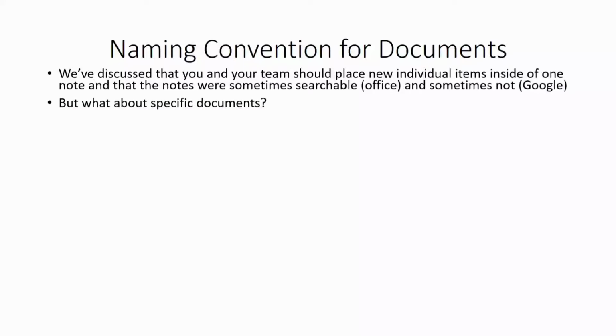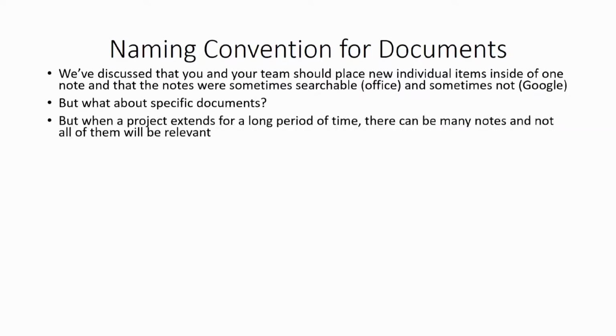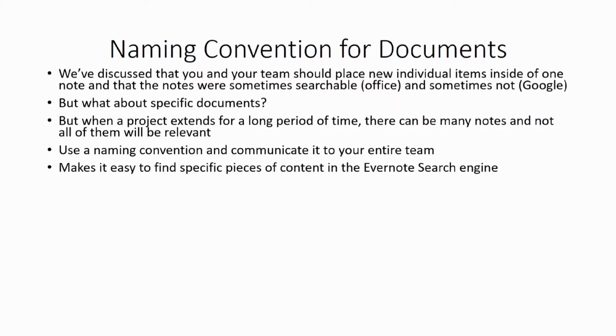But now, how should you classify those specific documents within the actual note? This is important because when a project extends for a long period of time, you can have a lot of notes and not all of them will be relevant, and it can actually clog the search when you're trying to find something specific. What you want to do is use a naming convention for the individual files within the note, and make sure that you communicate that naming convention to your entire team. This will make it easy to find specific pieces of content within the Evernote search engine.